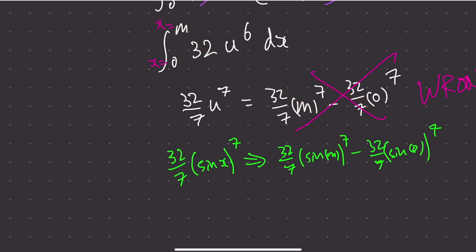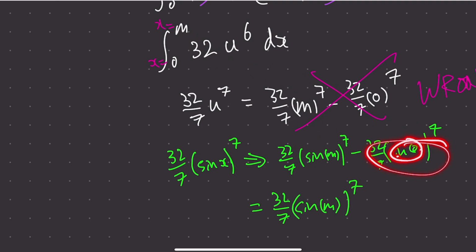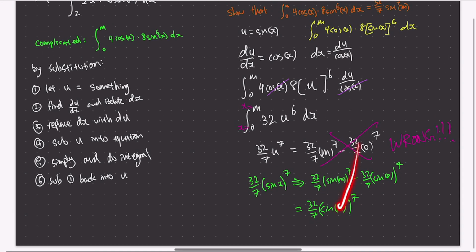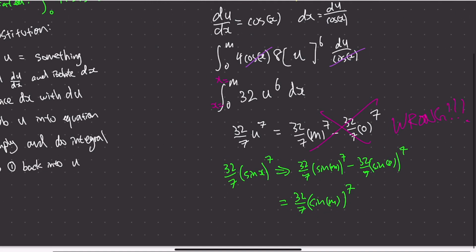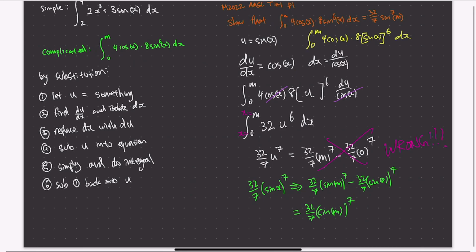And what is the result? The result is just 32 over 7 sine m to the power of 7, okay? Why is this gone? Because sine 0 is 0, right? So 0 to the power of 7 is 0, 0 times 32 over 7 is 0. So this we can basically ignore, okay? So the final answer is this, and as you can see, it matches with what the question is asking us to do, okay? So this is how we can do some complicated definite integrals with integration by substitution, okay?